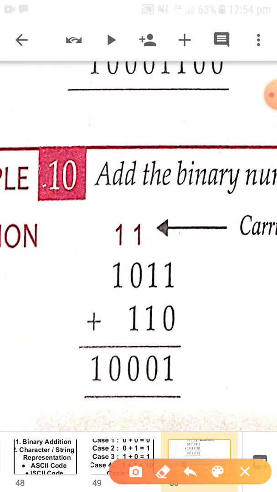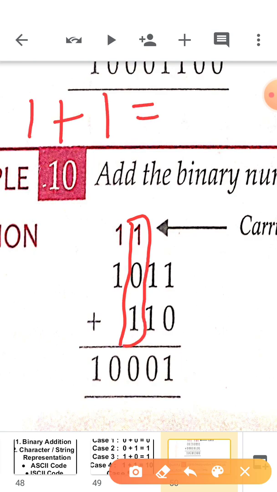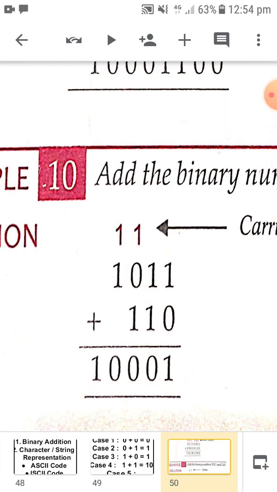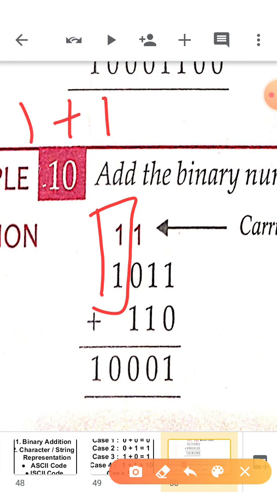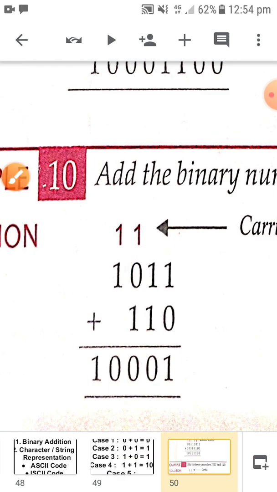Okay, so concentrate on this column now. So what combination you are having here? 1 plus 1, that means 0 in the down and 1 carry. In the next last column also you are having the same combination, 1 plus 1. It gives you 0 in the down and 1 carry. So in this way you can add two binaries.